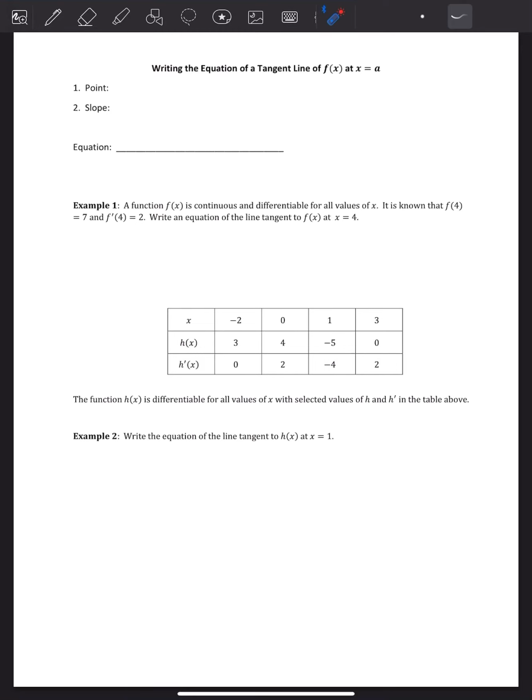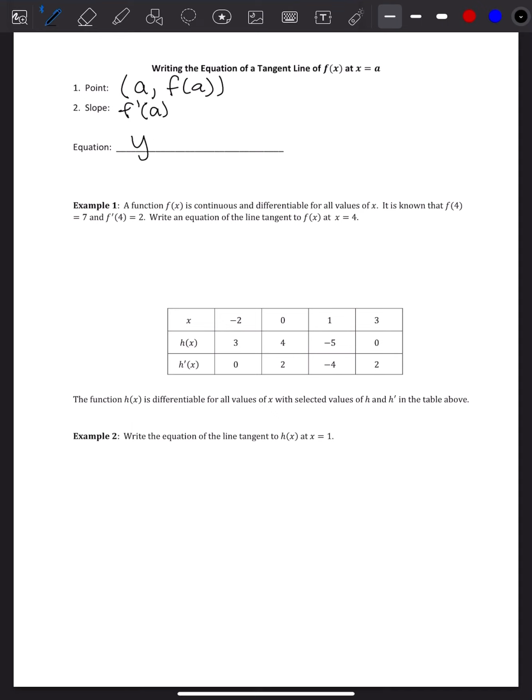To find the equation of a tangent line of f of x at x equals a, we need a point. So our point in this case is going to be (a, f of a). We just need an x and a y value. Our slope, on the other hand, is our f prime of x. So f prime of a is the value we need.